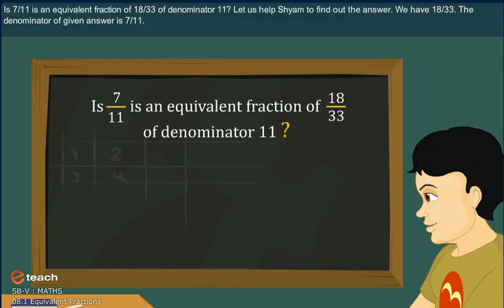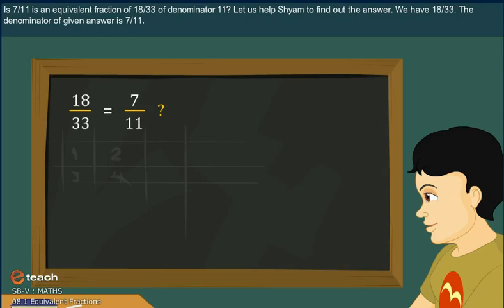Is 7 by 11 an equivalent fraction of 18 by 33 of denominator 11? Let us help Shyam to find out the answer.